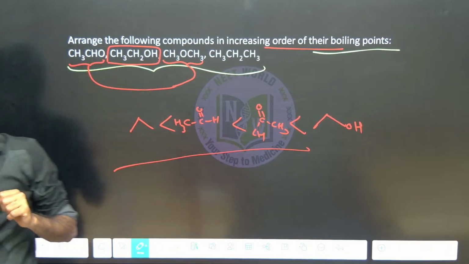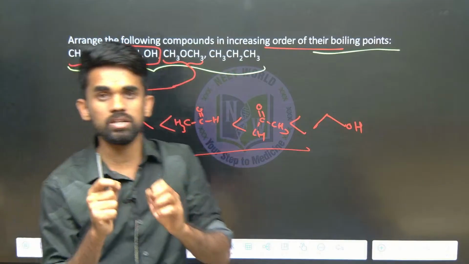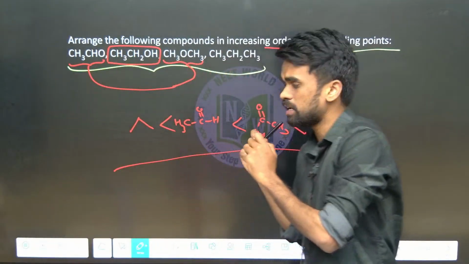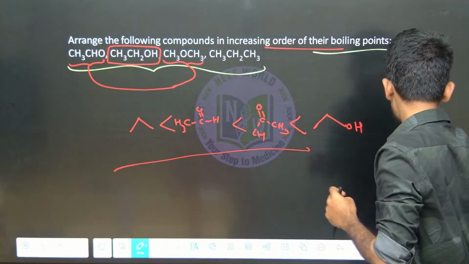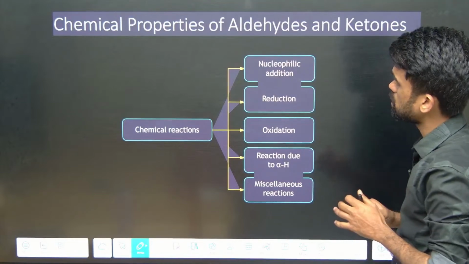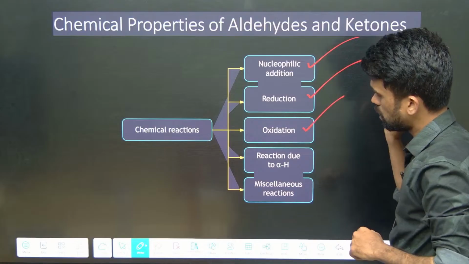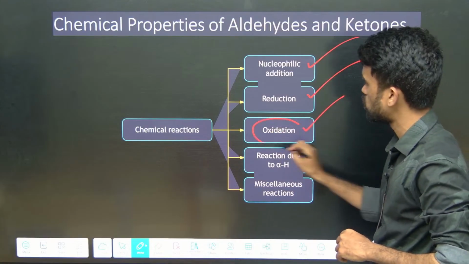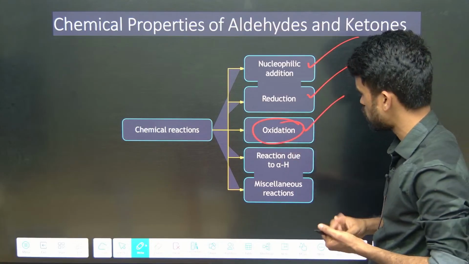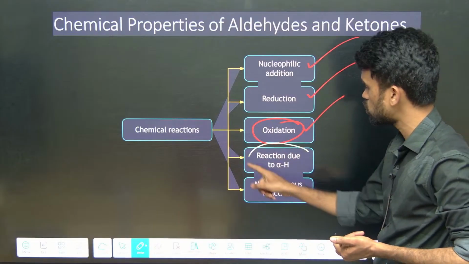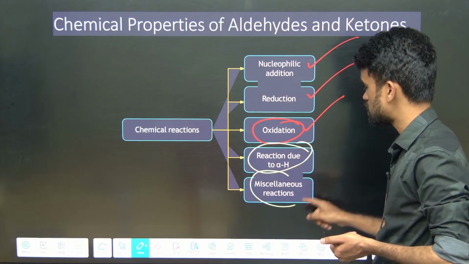Hope those who are following in the live session got some clarity over this discussion. Let's move forward with a few more things. Chemical properties we discussed. Oxidation, we'll discuss this now. And the next reaction is due to alpha hydrogen, and there are some miscellaneous reactions.